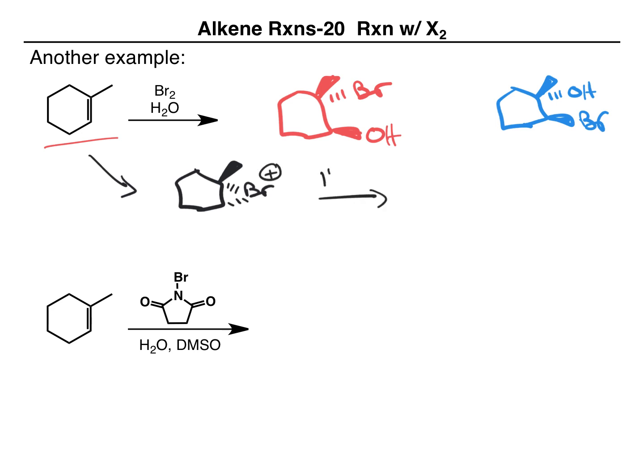Next, when water adds, is it going to add to the top carbon or to the bottom carbon? Because in this case, it does make a difference. Well, even though we draw the cyclic bromonium ion like this, we know that actually bromine is stealing electron density so that this carbon has a partial plus, this carbon has a partial plus, and bromine, instead of having a full positive, it also has a partial plus.